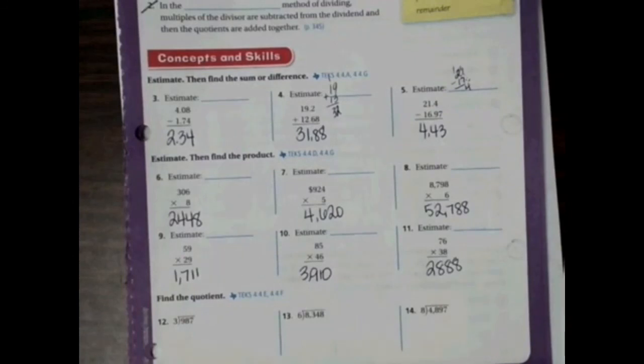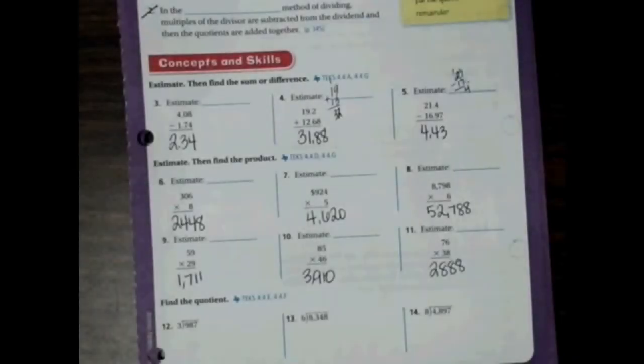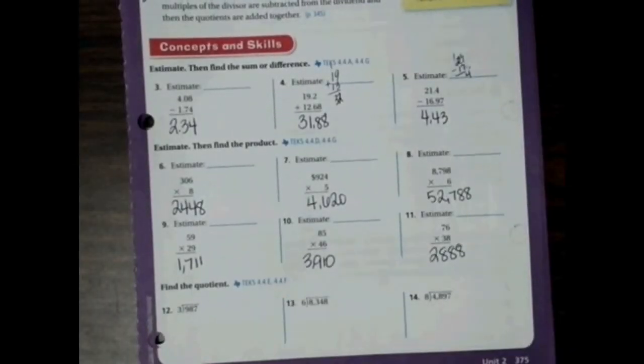2,888. So these are the correct answers for those questions. Okay, moving on. Now I want you to do 12, 13, and 14. Use grid paper and use your multiplication chart to help you. So press pause, solve, press play when you're ready to check.